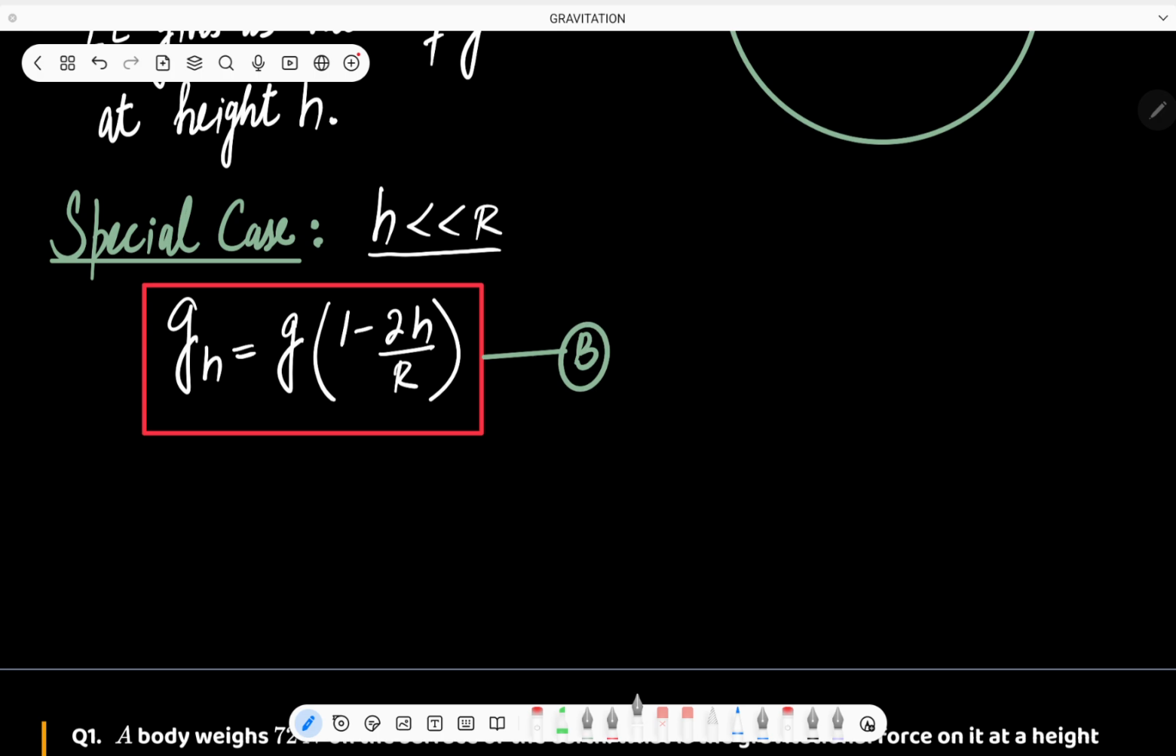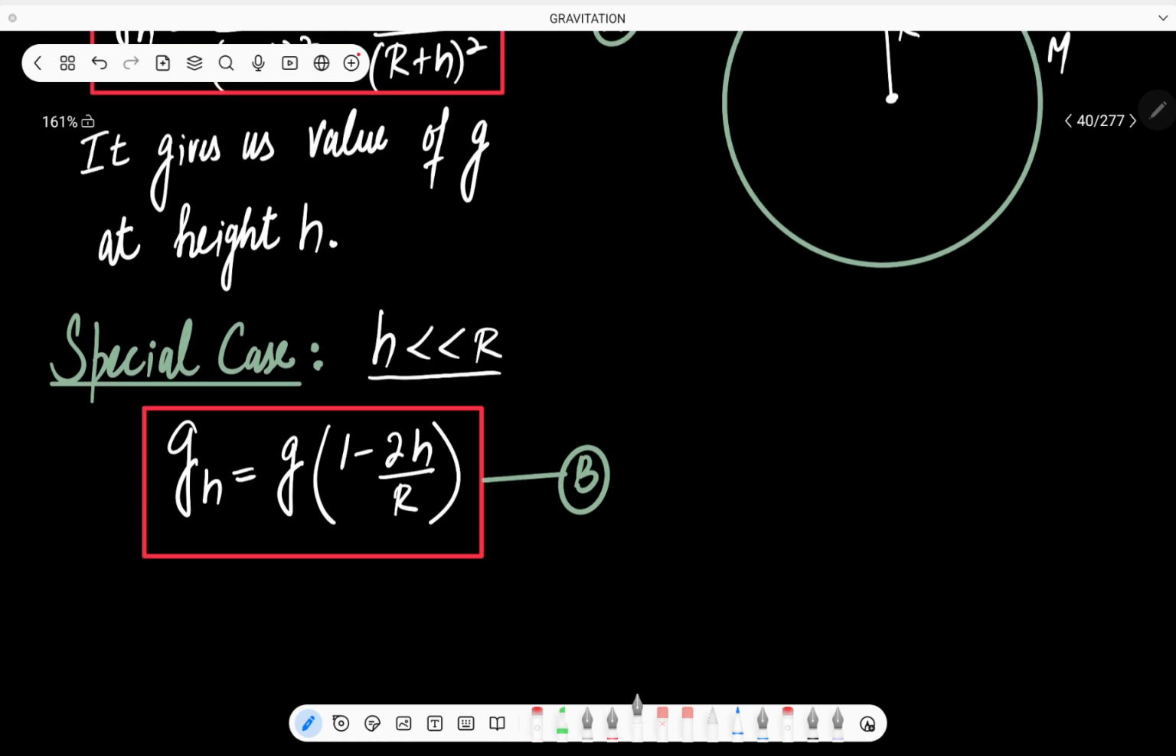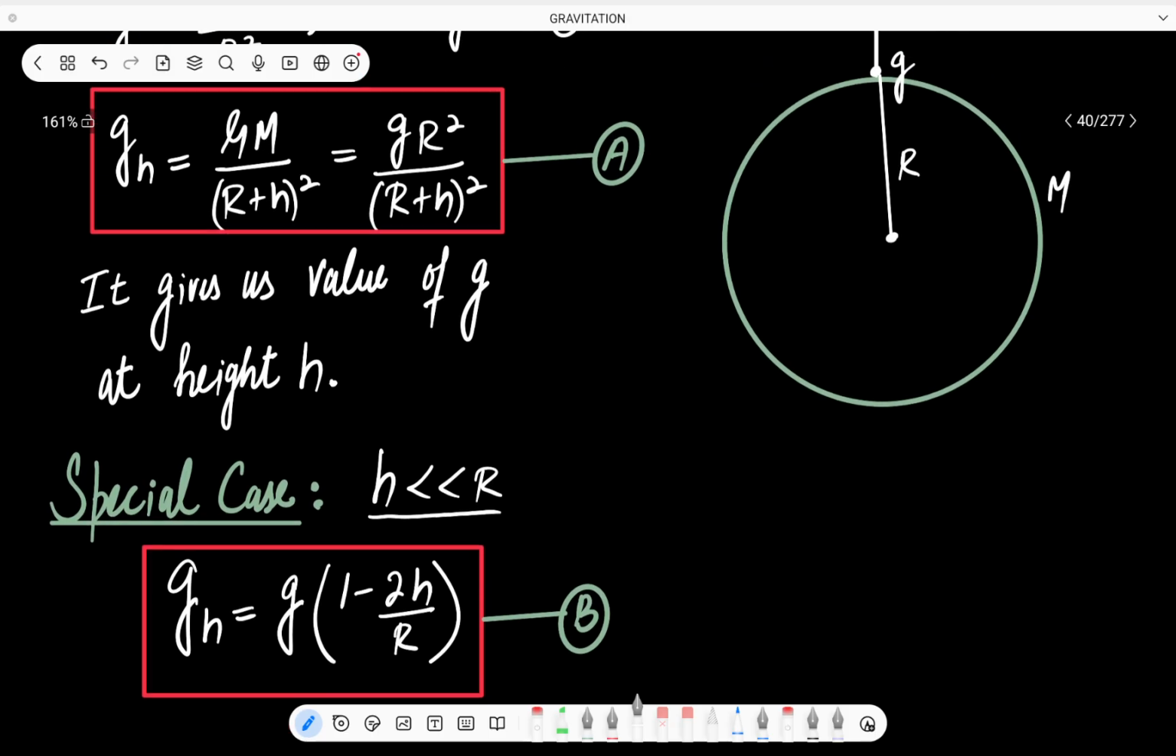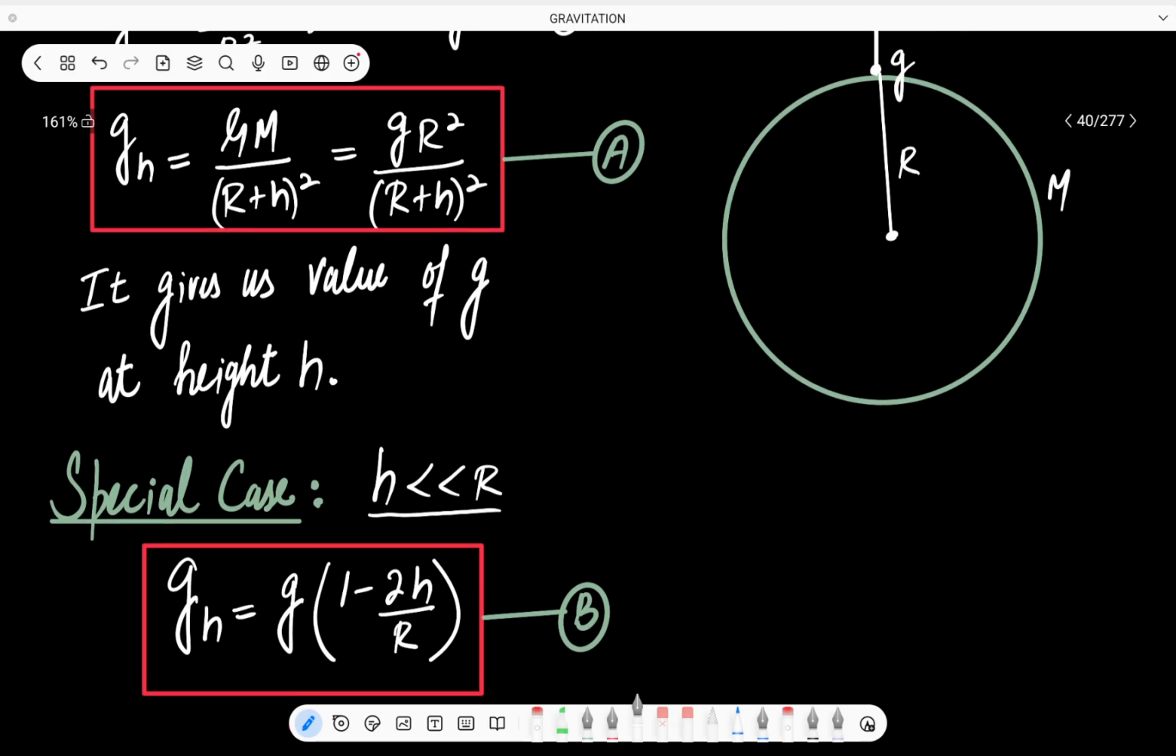What is the acceleration due to gravity at height h when this h is very, very small compared to r? That is g_h is equal to g into 1 minus 2h divided by r. Now you will ask, sir, where did you get this equation from? We have simply done one thing: we solved equation a using the binomial theorem, and then we neglected the higher powers. On doing that, we arrived at equation number b.